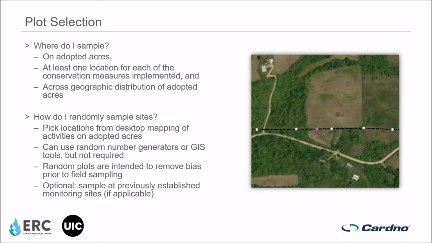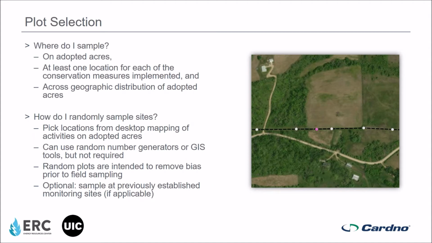So we don't want all the plots to occur, let's say, in one region or in one corner if you're providing adopted acres throughout, let's say, a broader geography or, let's say, like a state. So we want that to reflect the distribution so we can, again, as best we can, accurately characterize those adopted acres.